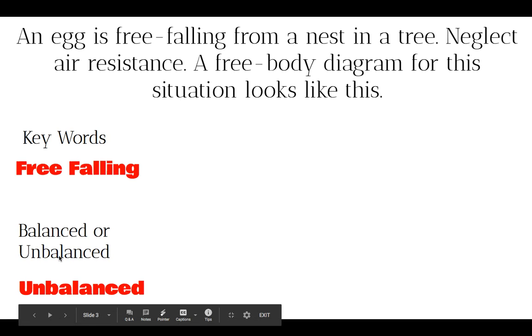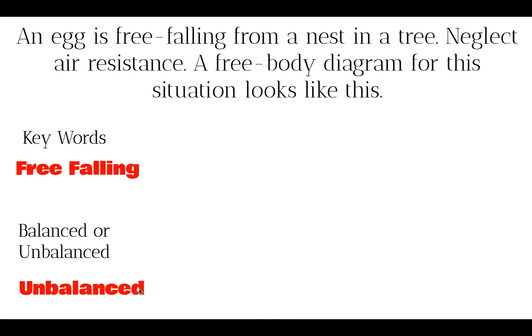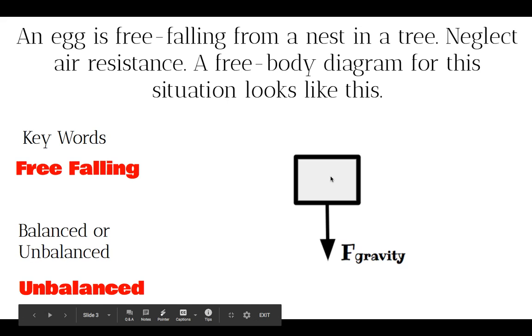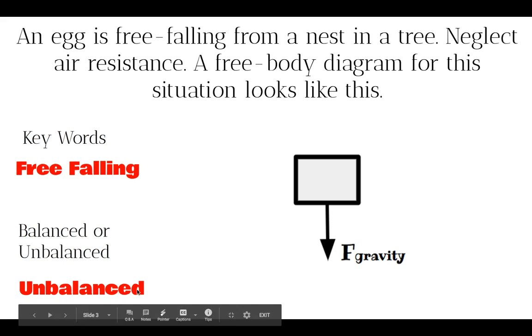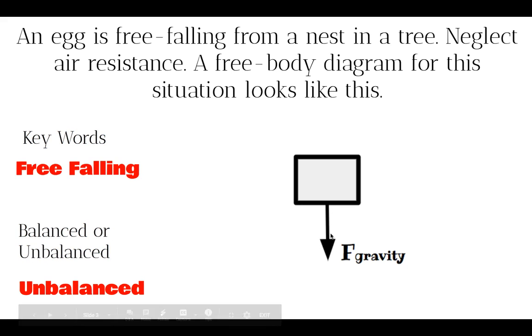As far as our forces, it is unbalanced, which means that it is accelerating. So my free body diagram would simply look like this. The net force is greater than 0, which is why it's unbalanced, and that's why it's accelerating. If it was balanced, those 2 arrows would be equal, but it tells us we don't have any air resistance, which would be an arrow right there. So our free body diagram for free fall looks exactly like this. The only force acting on that object would be gravity.